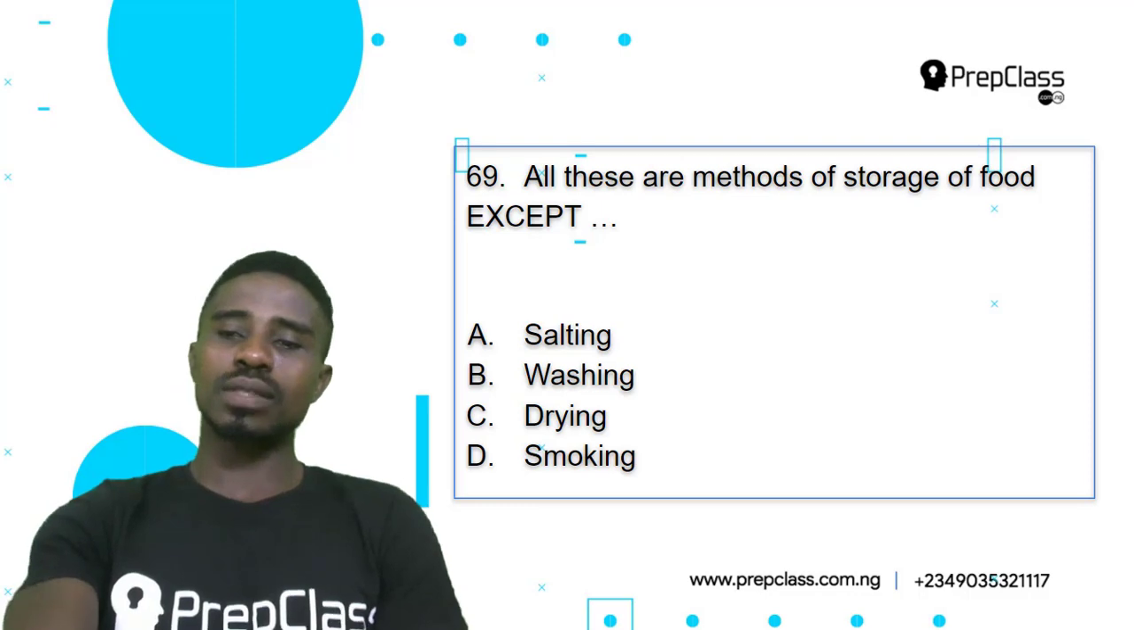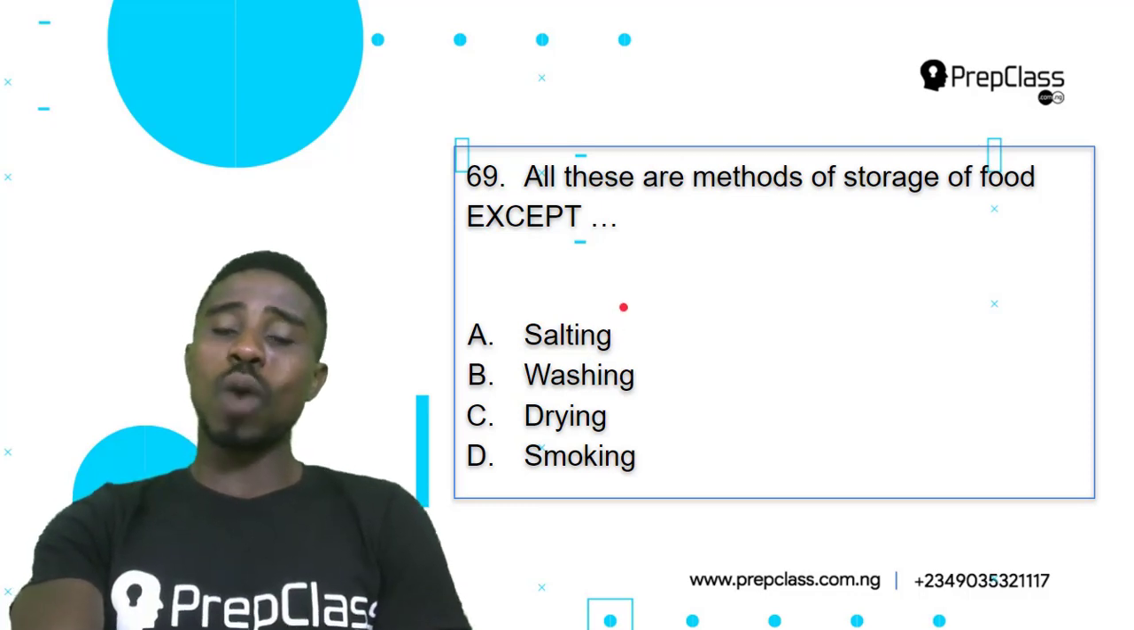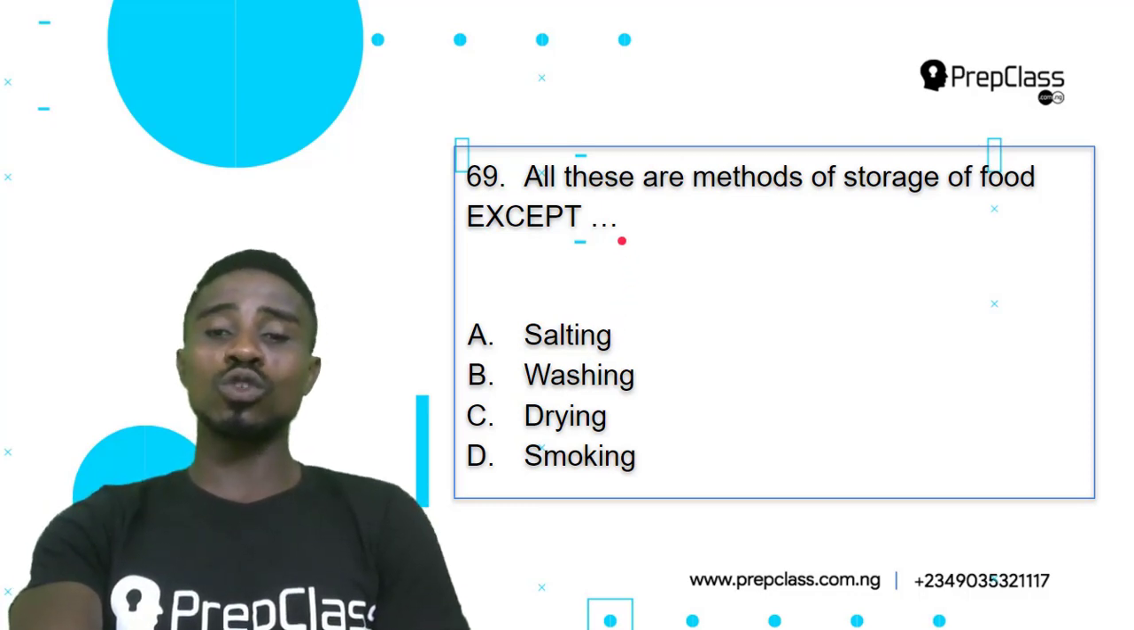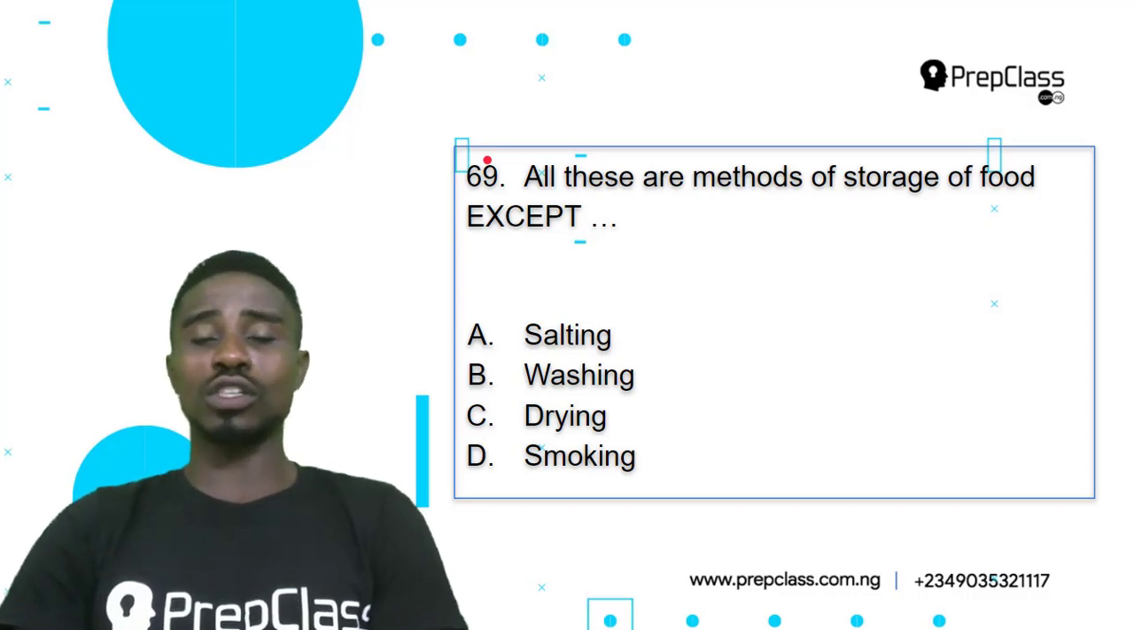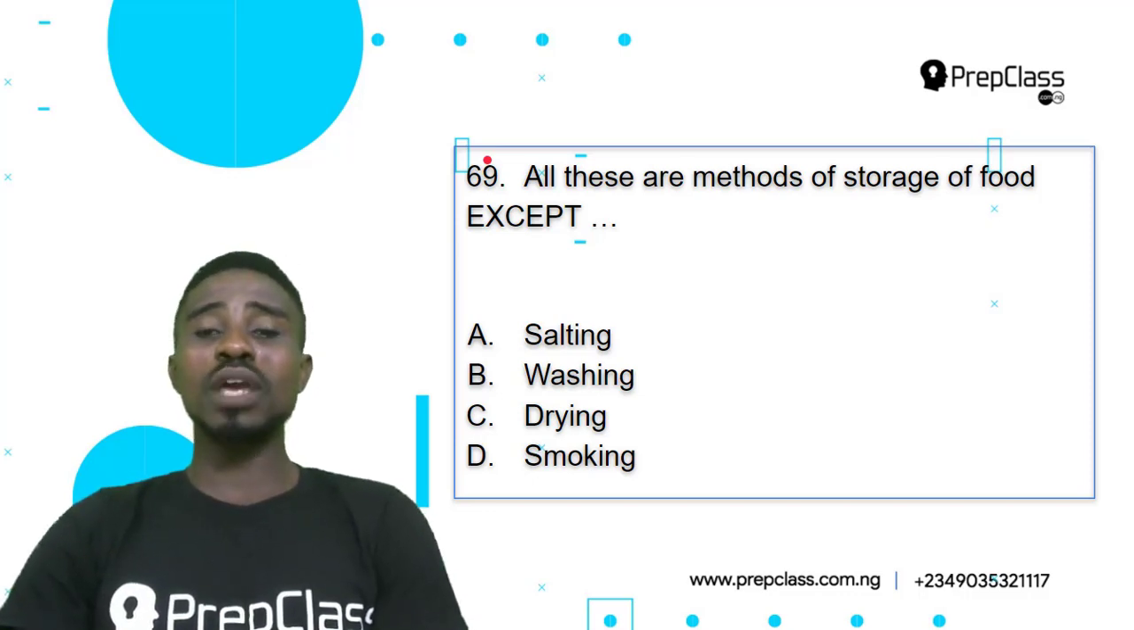Now, in looking at storage of food, why do we store food? We store food so as the food not to be wasted, to prevent wastage. And this can be done with various methods. And these methods make sure that, one, microorganisms cannot affect the food, or microorganisms cannot grow on the food. So we have to put them in conditions where microorganisms cannot grow on the food.